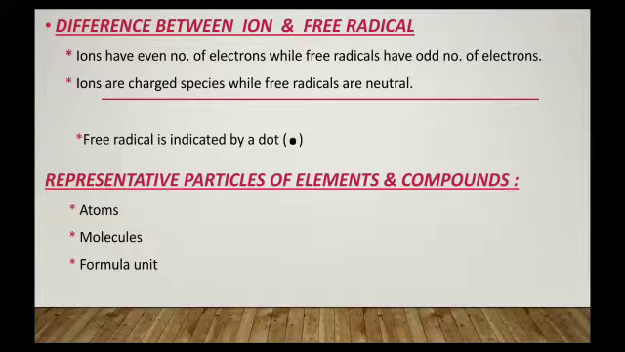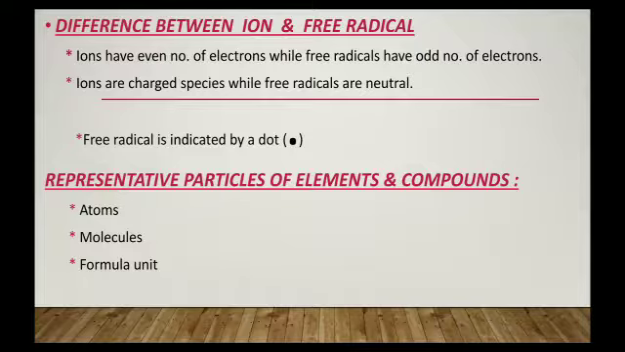Now next is the difference between ions and free radicals. Ions have an even number of electrons while free radicals have an odd number of electrons. And ions are charged species while free radicals are neutral. Why are free radicals neutral? Because they are atoms and atoms are neutrally charged.